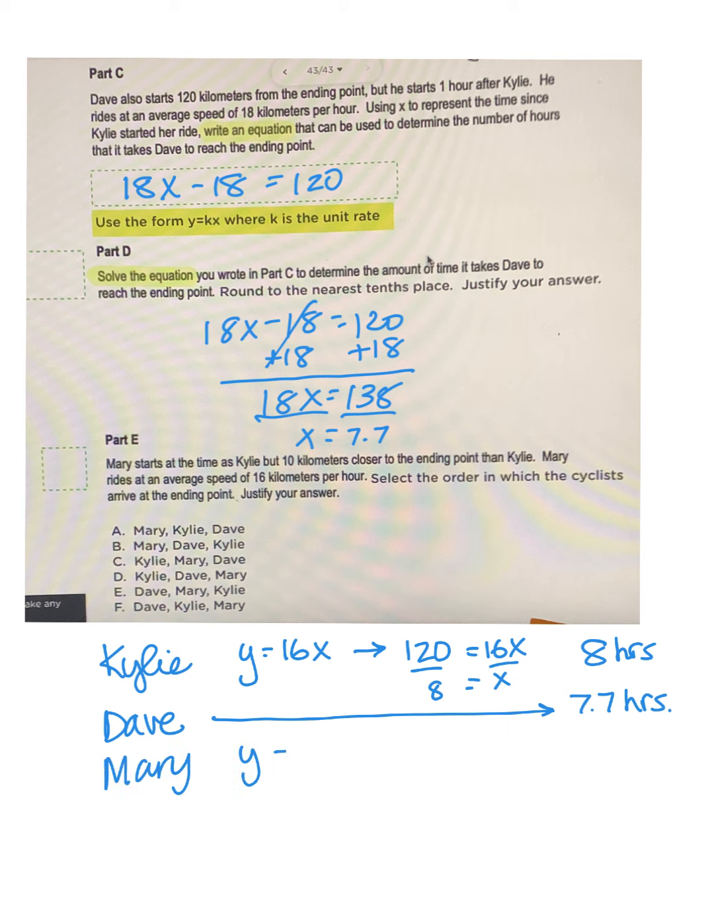So it's y equals, oops, I did Kylie wrong. I just noticed that. Kylie was 15, not 16. So Kylie is 15 kilometers an hour. Mary is 16 kilometers per hour.